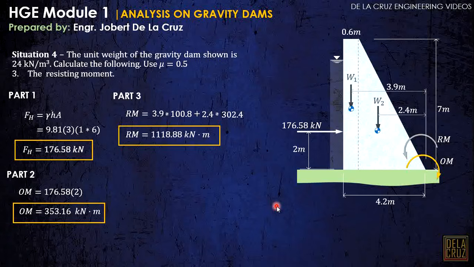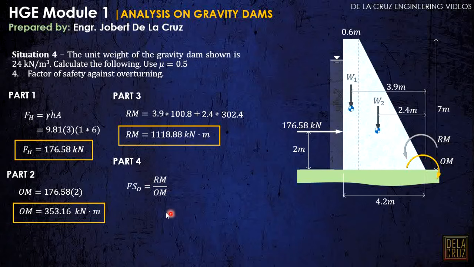Okay, dali lang. Now for number 4, ano ba yung hinahanap sa number 4? Factor of safety against overturning. Again, the factor of safety against overturning is just the ratio of the resisting moment over the overturning moment. Actually, may video na ako about dams. You can check this on my playlist.